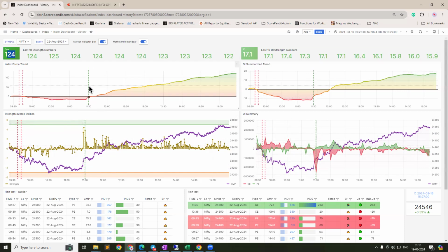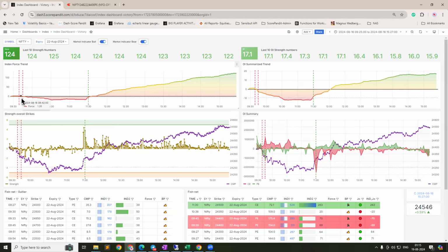Okay, so while you are reading the charts and seeing the data, as soon as you see a red line, that red line is basically reflecting these two rows, these two strikes that have come in the fishnet. Which is 24,400 put, twice it has come at 939 and 945, right? So that's the reason we have these two lines appearing.